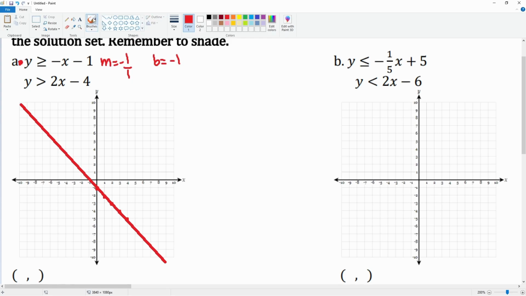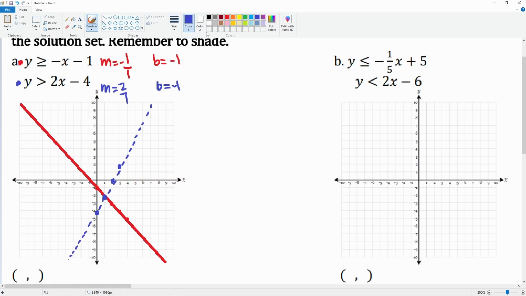Next, I have the blue one, which is the second one. I know that the y-intercept here is -4 and the slope is 2/1. I go up 2 across 1, up 2 across 1, up 2 across 1. I can actually connect it, but it is going to be with a dash, okay? And the reason why is because it is just greater than without the bar on.